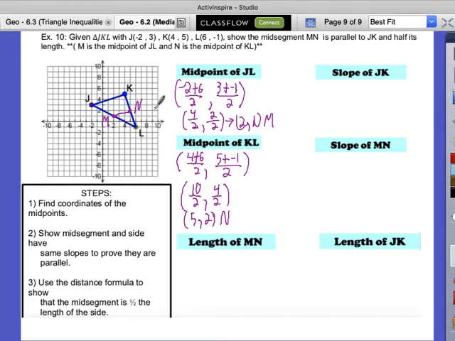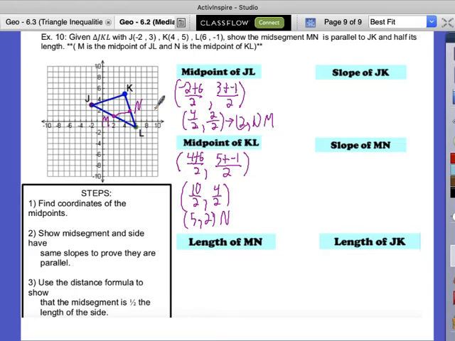Now we're asked to prove that it's parallel. Show the mid-segment and side have the same slopes to prove they are parallel. Because what do we know about parallel lines? They have the same slope. Because that's how they never intersect. That's how they never intersect, though, is that they have the same slopes. So we need to find the slope.